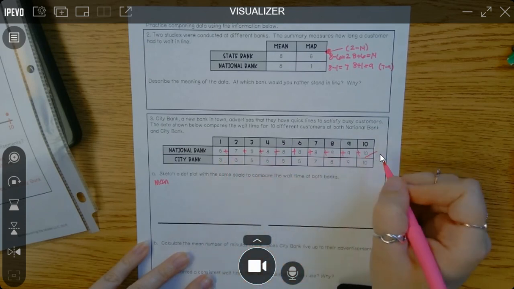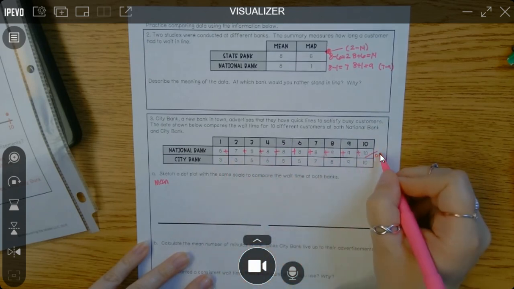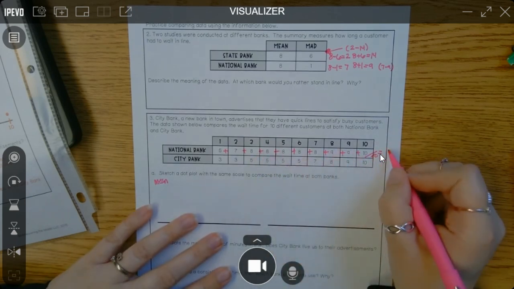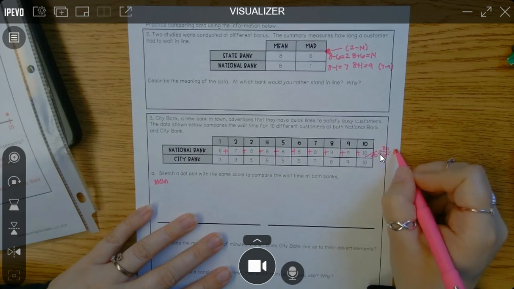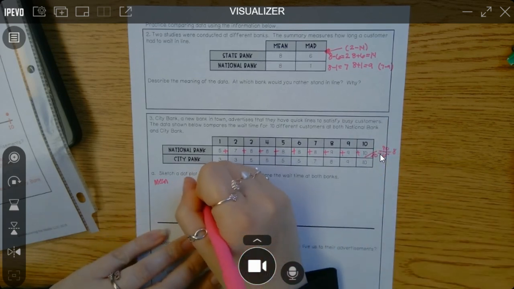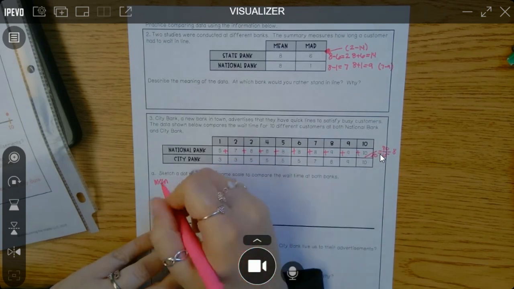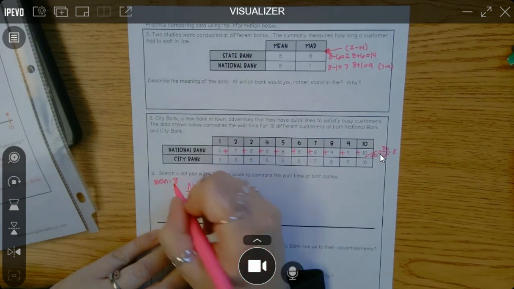And divide by 10, right? So when I added all those, I get 80. And then 80 divided by 10 is 8. Okay, so National Bank has a mean of 8.